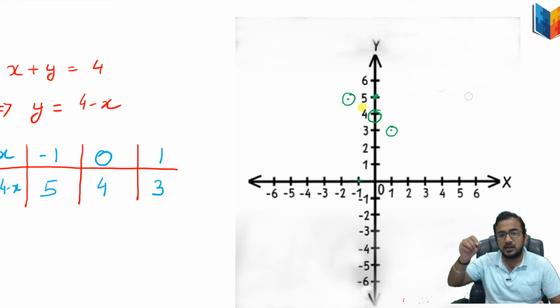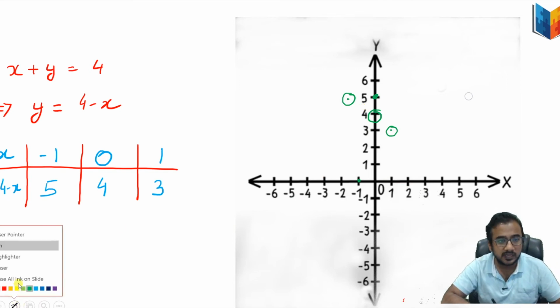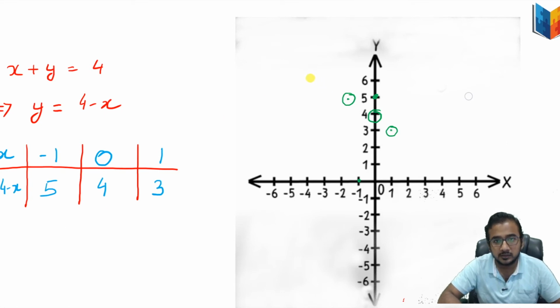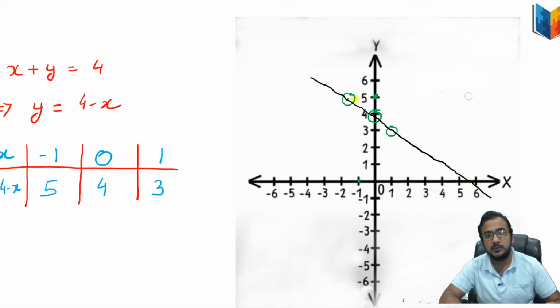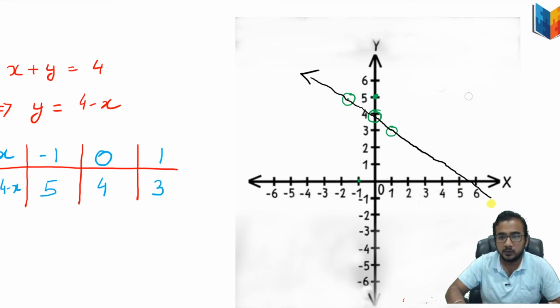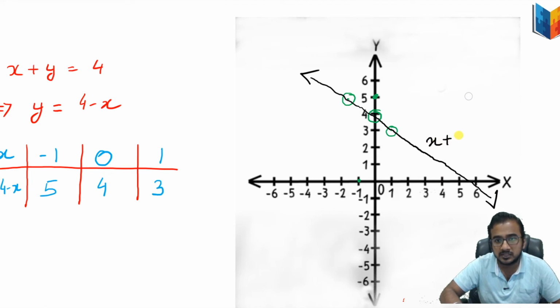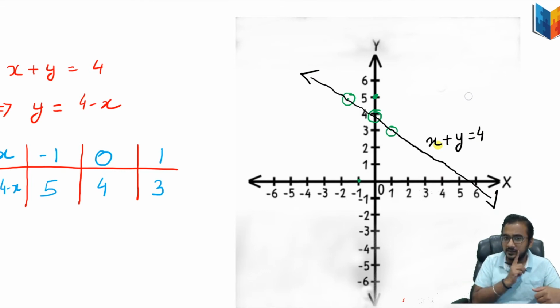So can you see a particular thing which is going on? When I draw a straight line which is passing through these points, you can clearly see it will pass somewhere like this. It's not very accurate, but you can all understand. Make an arrow and always write the equation. So this line represents x plus y is equal to 4. This is how we represent a line.